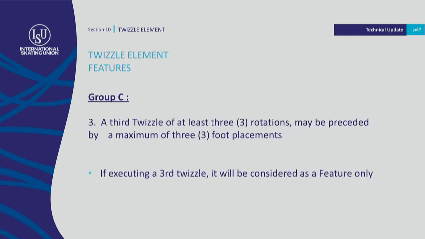The third Twizzle is the feature, and if executing other features during the third Twizzle, these other features will not be counted. The Twizzle for this feature may enter or exit on 2 feet and is not considered for the +2 increase to the GOE for the exiting on a running edge requirement.